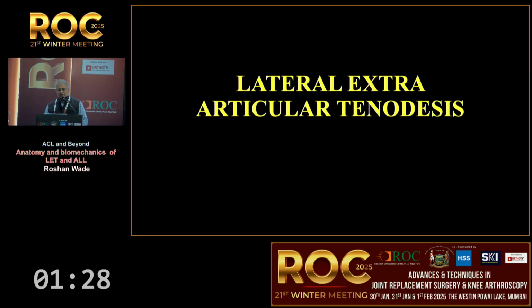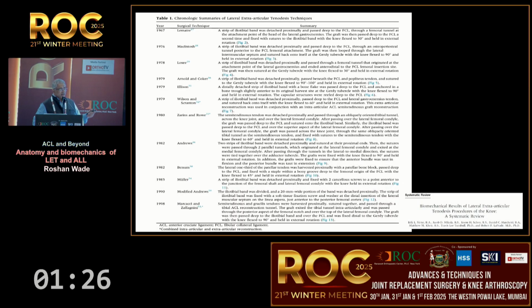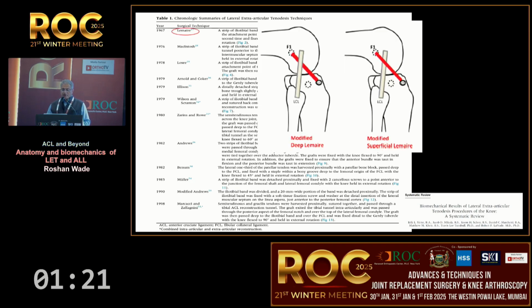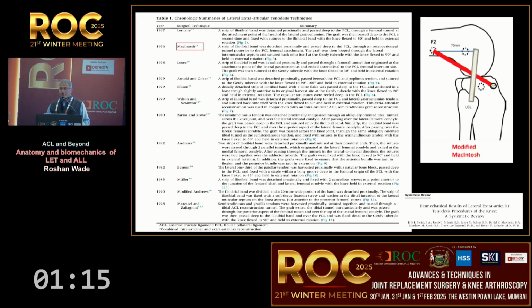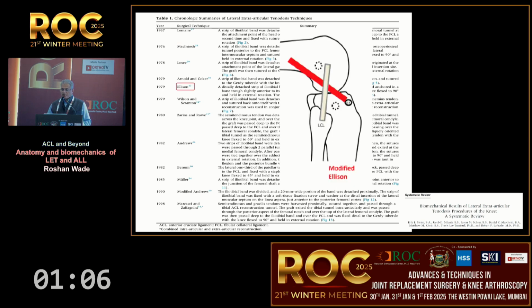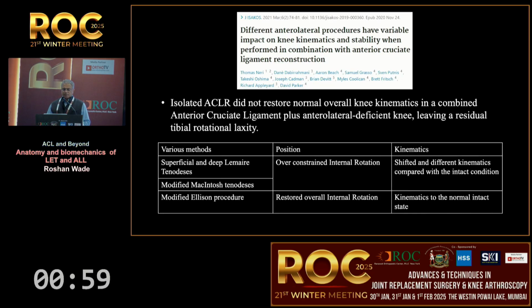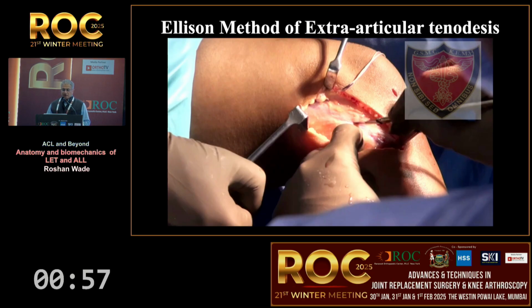What about lateral extraarticular tenodesis? This is work which started in 1967, and from Lemaire to McIntosh there are various techniques which have been described. Superficial or deep Lemaire are two different techniques. You can use a modified McIntosh type of technique where you have elongated insertion of your proximal fibers, the Kaplan fibers, depicting the Kaplan fiber, or you can have a modified Ellison which mimics more of an ALL reconstruction. So there are different procedures, different techniques which have been described.